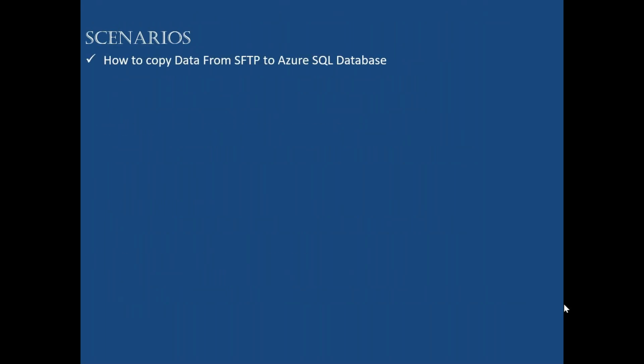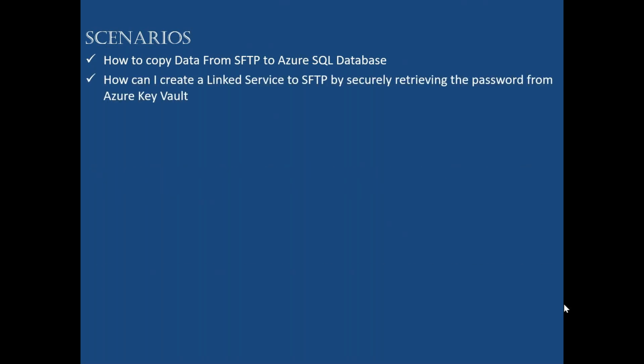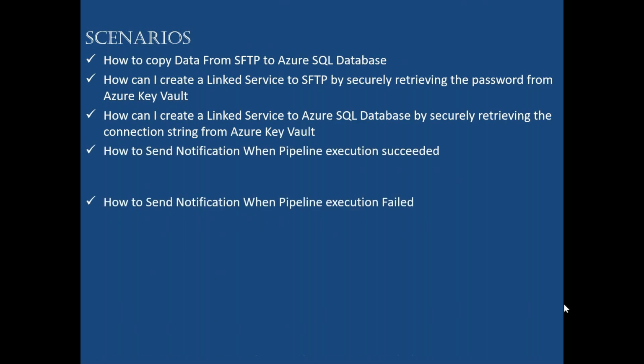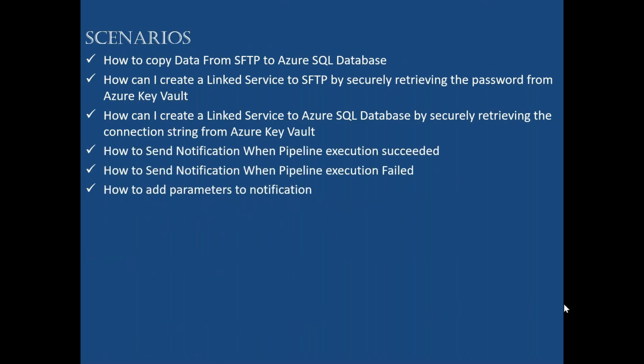Scenarios: we will see how to copy data from SFTP to a database, creating a linked service to SFTP securely using Key Vault. Then creating a linked service to the database, sending notifications on success and failure, parameterization of notification, and dynamic content in the notification. We will use a web activity.